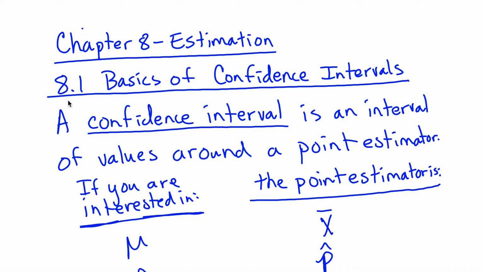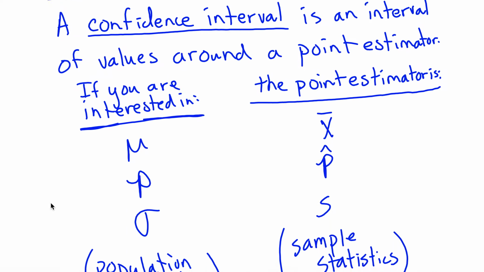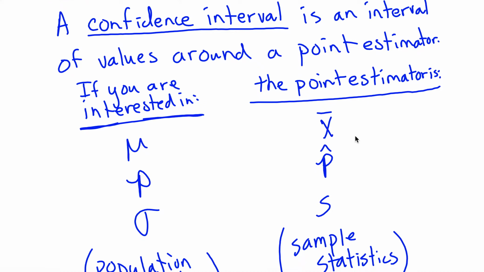So the first section is about basics of confidence intervals. A confidence interval is an interval of values around a point estimator. In other words, it gives you a range of values for what that point estimator could be. And a point estimator is basically what we've been dealing with already, a statistic. So if you're interested in the mean, mu, then your point estimator is x bar, the sample mean. If you're interested in the population parameter p, then your point estimator is p hat, because we can't use a Greek letter for p.